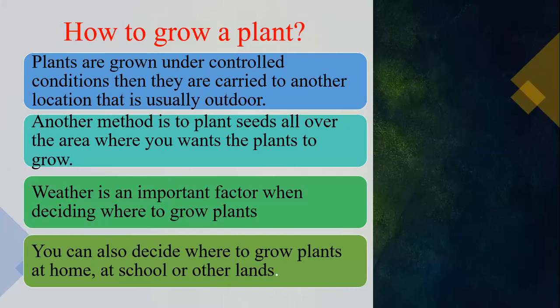Number one, plants are grown under controlled condition, then they are carried to another location that is usually outdoor. Number two, another method is to plant seed all over the area where you want the plant to grow. Number three, weather is an important factor when deciding where to grow plant. And number four, you can also decide where to grow plants at home, at school, or at other land.